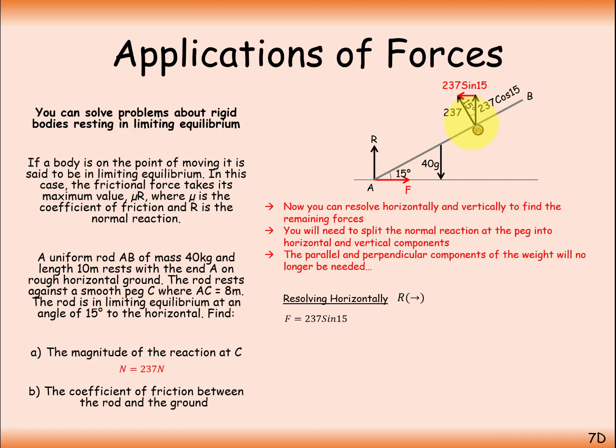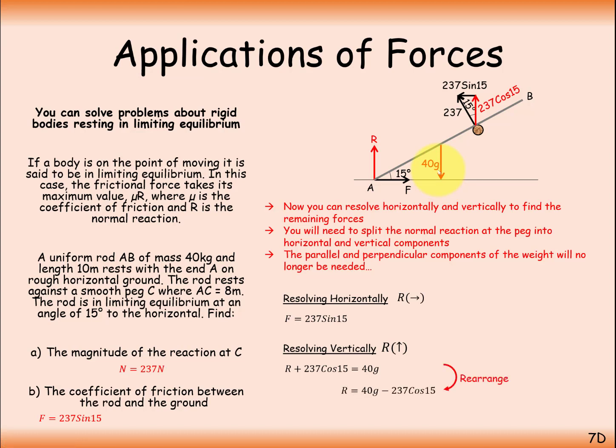Because it's the coefficient of friction between the rod and the ground. Resolve vertically now, that's up, we just have 237 cos theta cos 15 plus R equals 40g, because we're just resolving horizontally and vertically, hence we don't need the parallel and perpendicular components. Okay, because we've got this R, this cos, and that's got to equal 40.